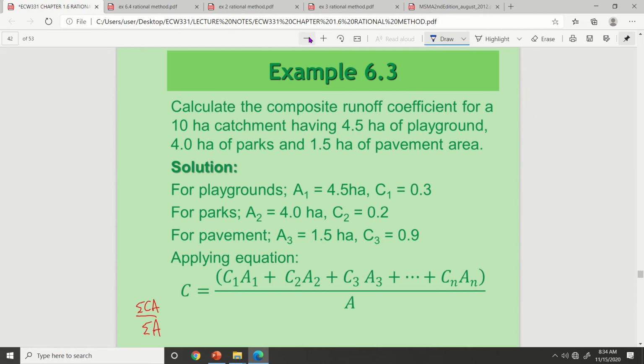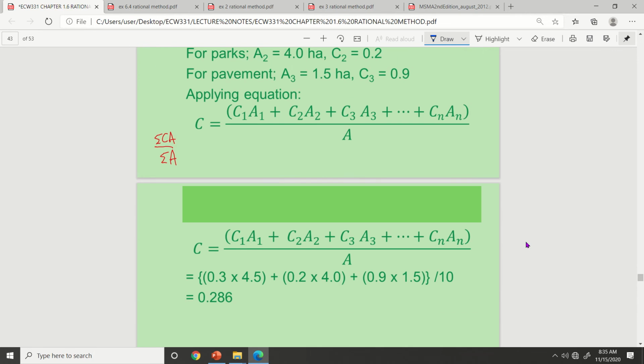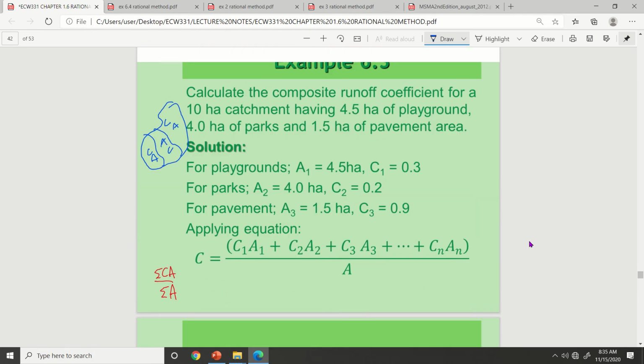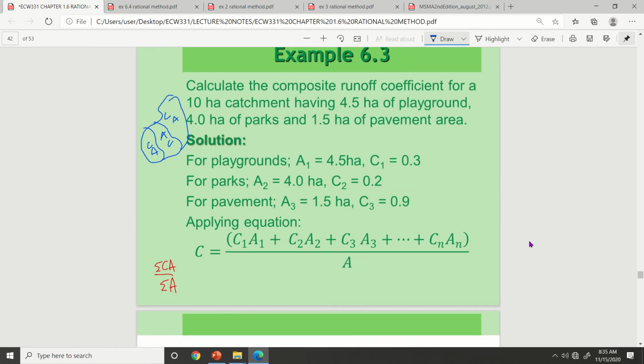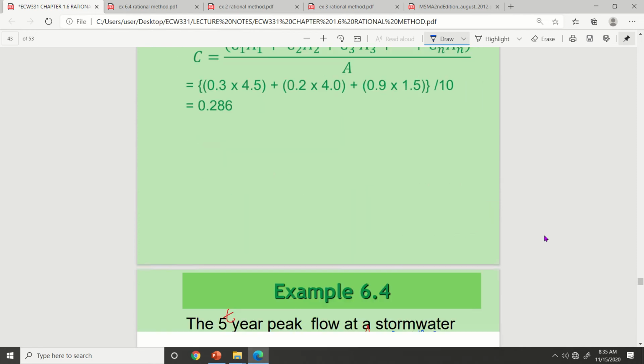Example 6.3. Given a catchment area, there are different C values, so you have to take the area for each one. So you calculate total C times A divided by total area, and then you get the C value. So the C value for this question is 0.286.